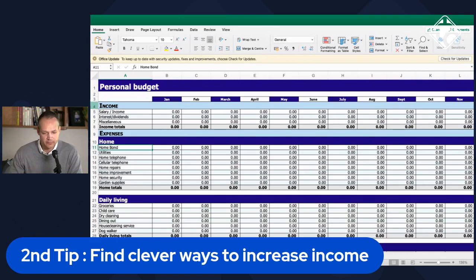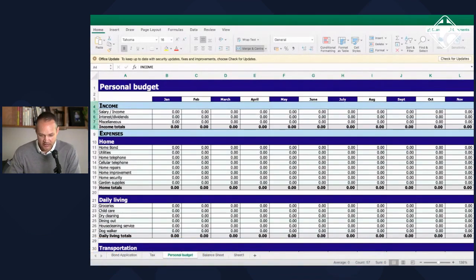But I don't think people put sufficient energy into creative ways of boosting their income. So I'm just going to quickly stop the screen share and jump to another one.